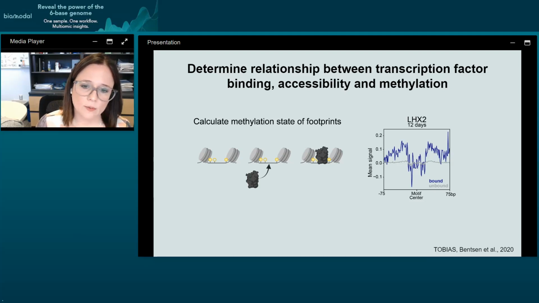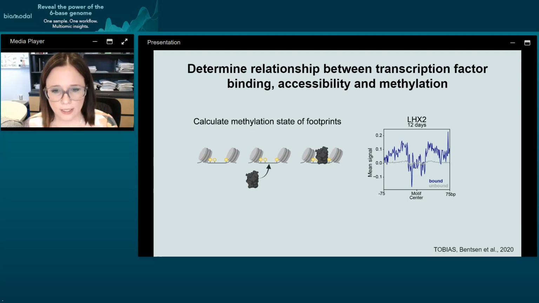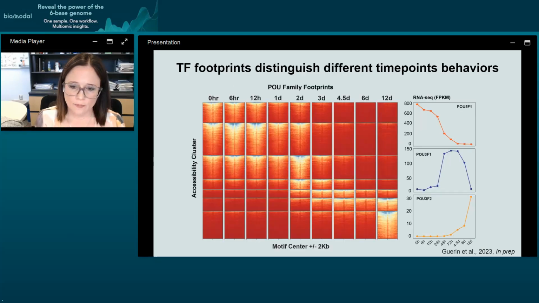And because we can do that, we can calculate the footprint and we can calculate methylation at the same time, because we also have the methylation state of these DNA fragments. So this is just an example on the right of an LHX footprint at 12 days that's present, and we can determine bound and unbound regions that contain the LHX motif. So we can do this for all of the different transcription factors that are potentially bound in these loci.